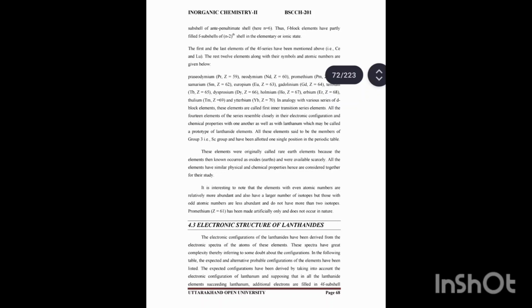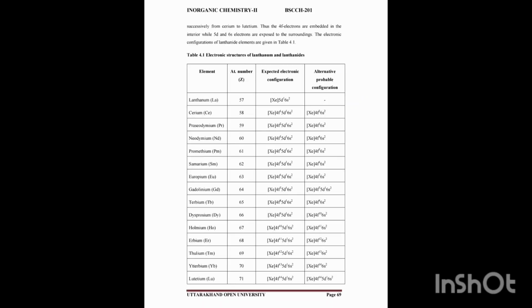Electronic structure of lanthanides. The electronic configurations of lanthanides have been derived from the electronic spectra of the atoms of these elements. These spectra have great complexity, thereby raising some doubts about the configuration. In the following table, the expected and the alternative probable configurations of the elements have been listed. The expected configurations have been derived by taking into account the electronic configuration of lanthanum and supposing that in all lanthanide elements succeeding lanthanum, additional electrons are filled in the 4f subshell successively from cerium to lutetium.